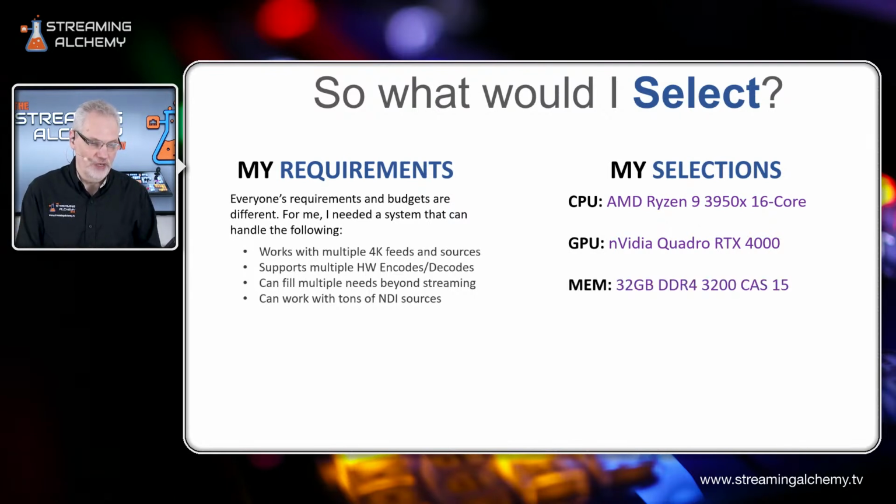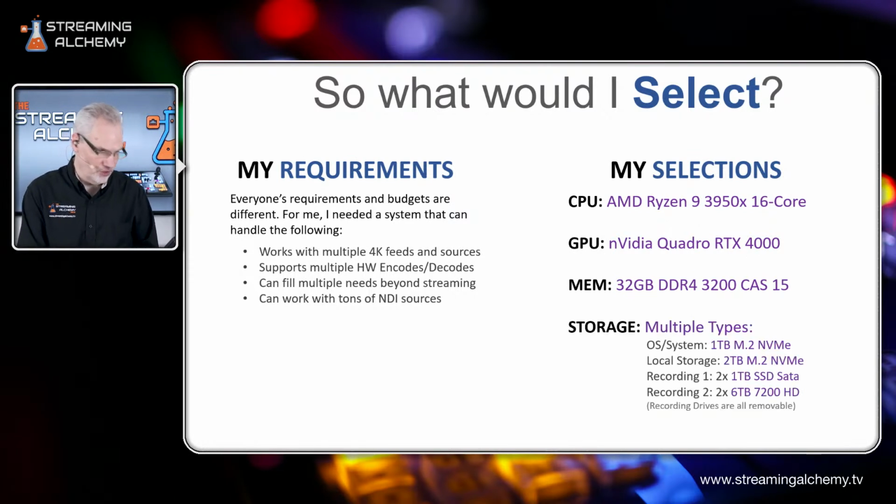For memory, we went with 32 gig DDR4, CAS 15 with a clock speed of 3200. Because we went with Ryzen, we wanted to be sure that our memory was fast enough so we didn't throttle anything on the CPU. And this was what we decided to go with.